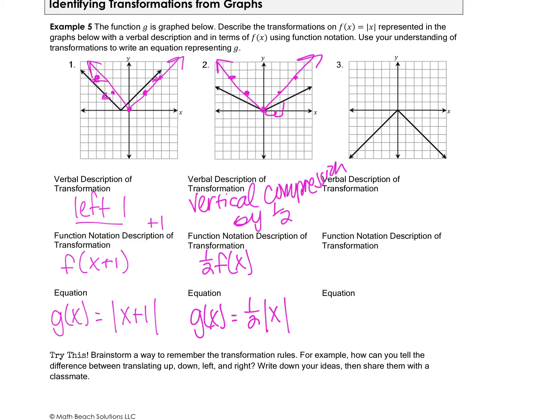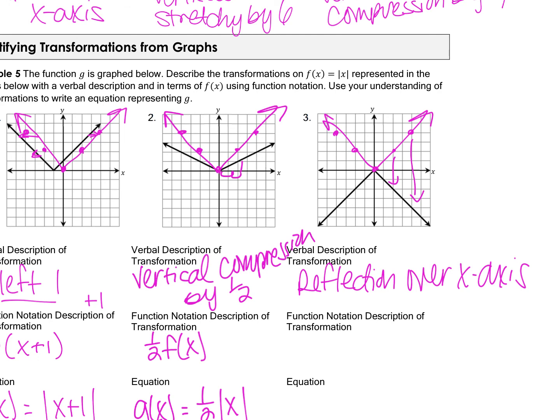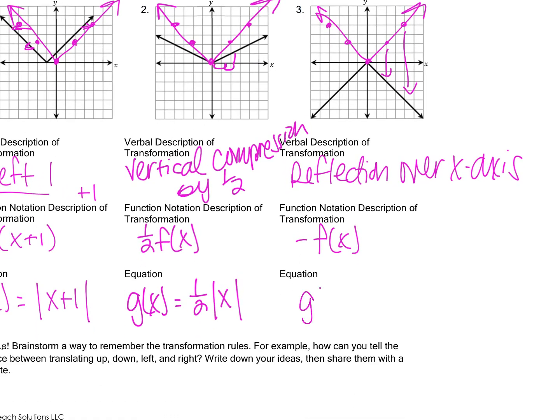Okay, looking at the next one, again, it might be helpful if you plotted your parent function or just look at your parent function on your notes. And notice that our points have just been reflected over the x-axis. So reflection over x-axis. Your function notation, remember that's just the negative in front, so negative f of x, and then your equation would just be negative absolute value of x. So a reflection over the x or the y-axis is the negative on the inside.